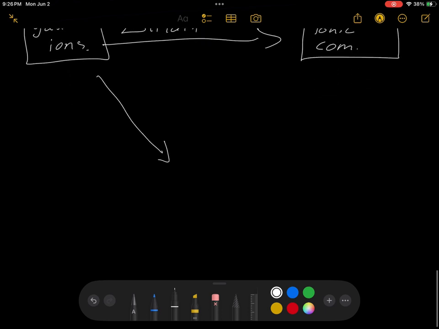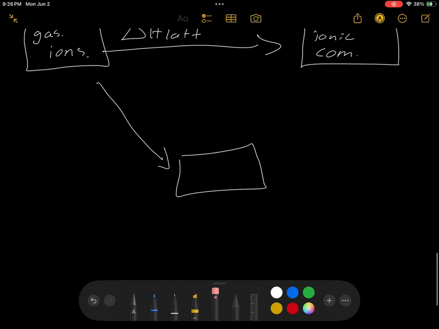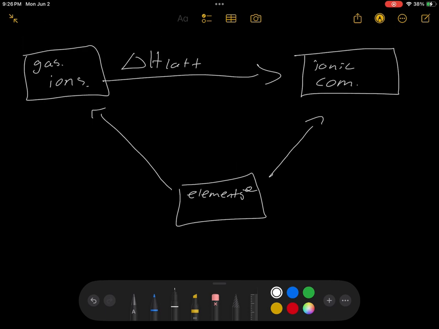Then the other parts of our triangle come down to form our, sorry, this should not go this way. I drew the arrows the wrong way, whoopsies. This is our elements in standard states. So I'm just going to draw elements, right? So as we know, going from elements in standard states to an ionic compound is just delta H formation. We all know that, right? And going from elements to gaseous ions is a collection of steps that we simply group as delta H1, right?